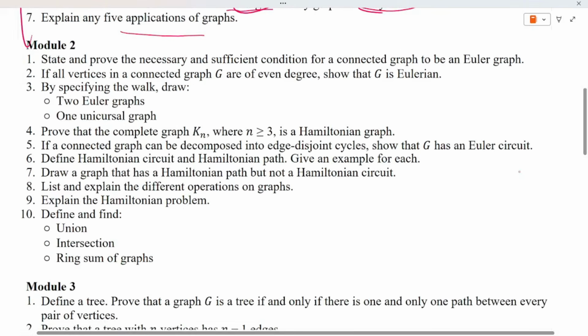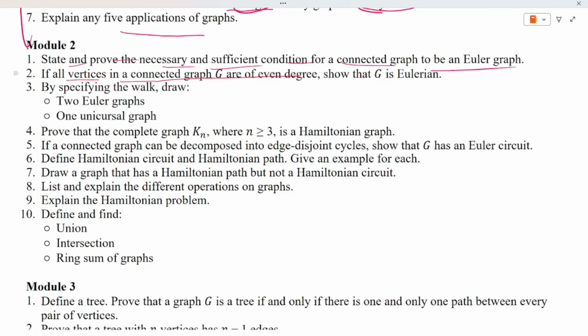Next is module 2. State and prove the necessary and sufficient condition for a connected graph to be an Euler graph. Next, if all vertices in a connected graph are of even degree, then show that it is Eulerian. And next, specify walk, and draw two Euler graphs and one unicursal graph. Next, prove that the complete graph Kn, where n is greater than or equal to 3, is a Hamiltonian graph. And if a connected graph can be decomposed into edge disjoint cycles, show that it is an Euler circuit.